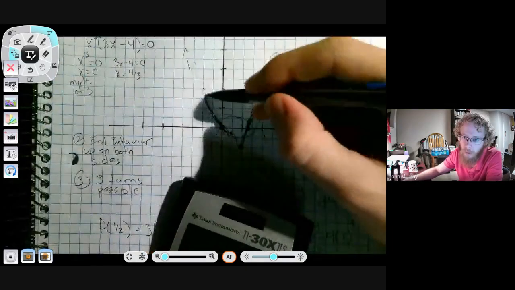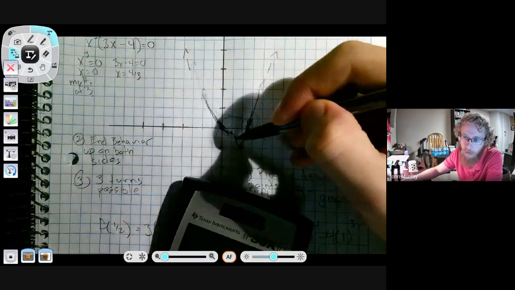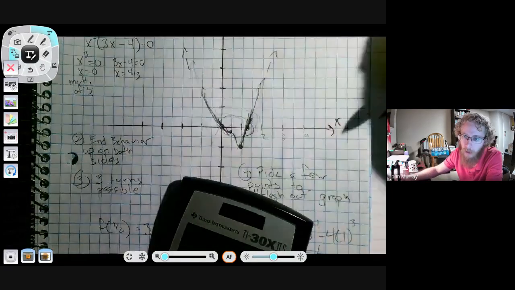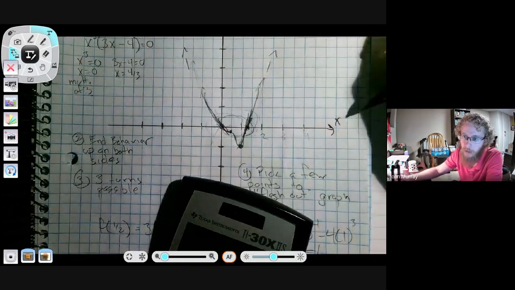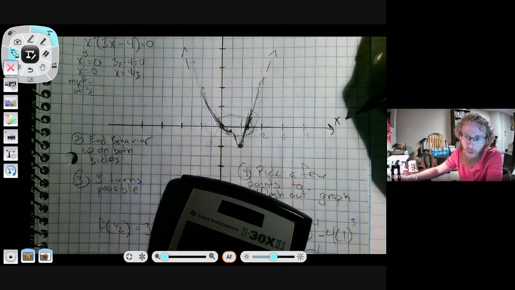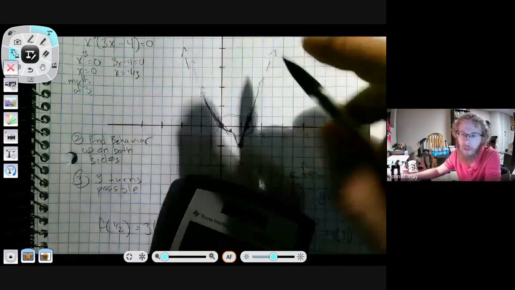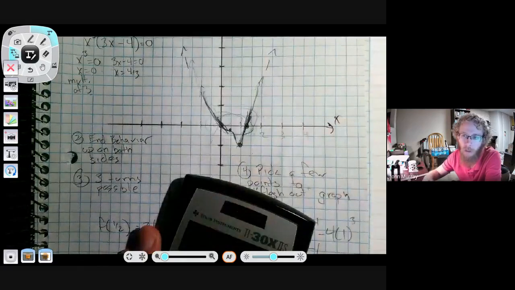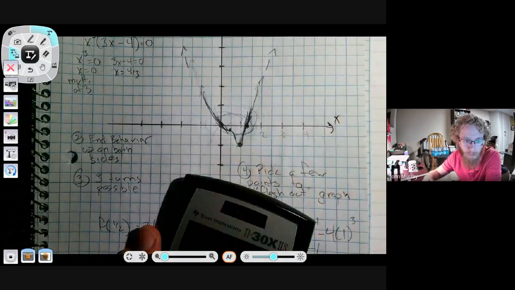So this is a very, pun intended, sketchy graph. But if you're looking for some data, for some information, it gives you a rough idea of what we're going to look at.